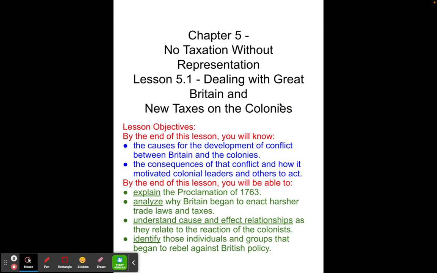the United States Constitution. Your objectives: by the end of this lesson, you will know the causes for the development of conflict between Britain and the colonies, and the consequences of that conflict and how it motivated colonial leaders and others to act. By the end of this lesson, you'll be able to explain the Proclamation of 1763, analyze why Britain began to enact harsher trade laws and taxes, understand cause and effect relationships as they relate to the reaction of the colonists, and lastly, identify those individuals and groups that began to rebel against British policy.